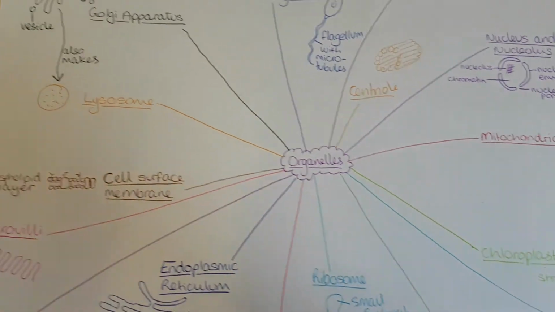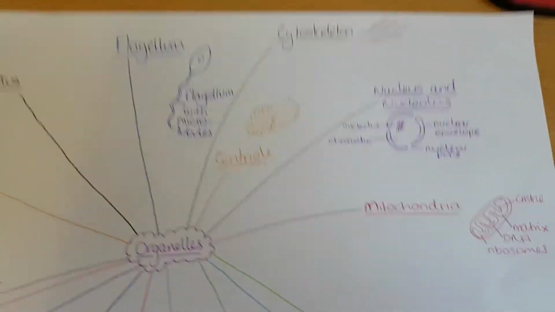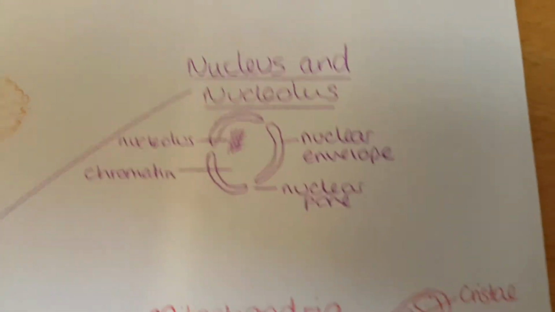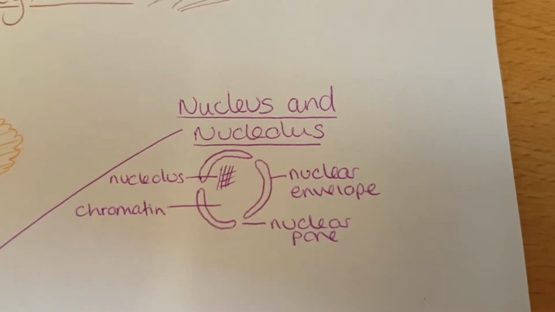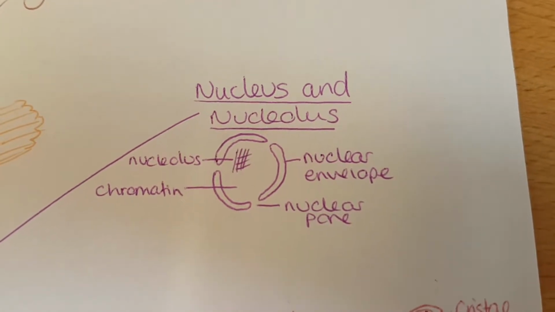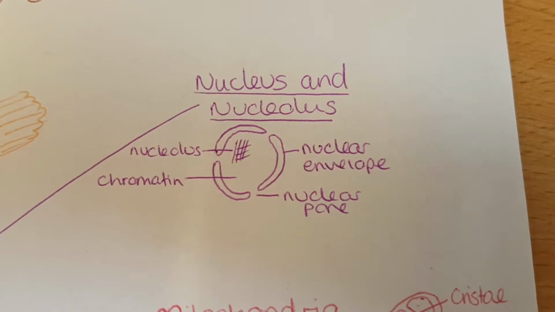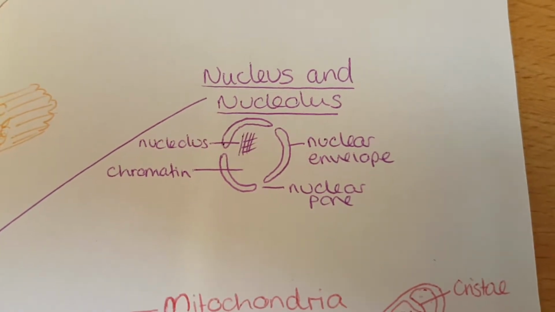Right, let's have a look at all of the eukaryotic organelles we need to know about. So let's start over here with the nucleus. The nucleus is sort of the brain of the cell. It has a nuclear envelope around it, which is a double layer of membrane with holes in called nuclear pores. These are just 2D drawings. Sorry about my lack of 3D drawing skills.